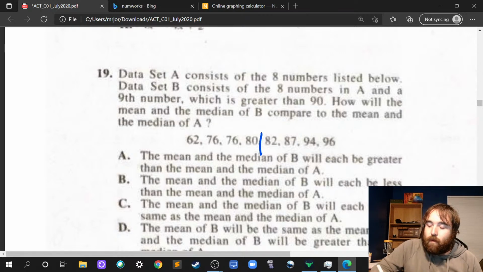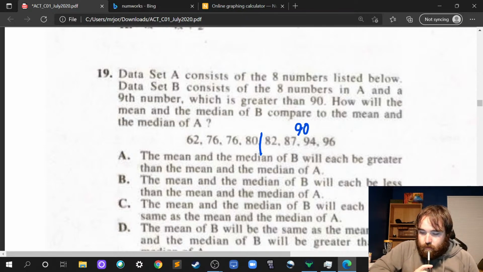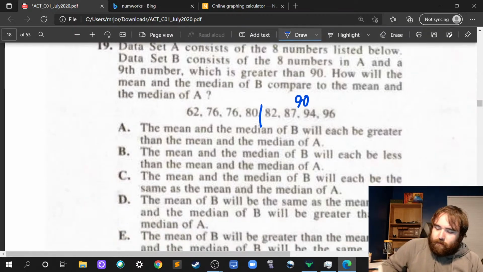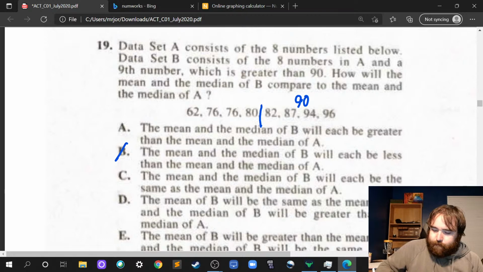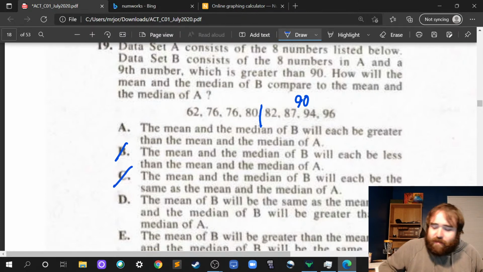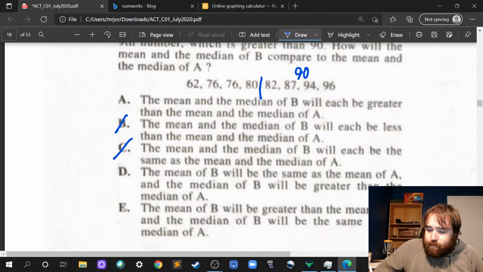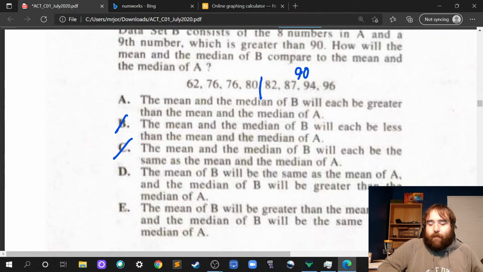I mean, the mean's going to be greater. The median... So it's definitely not less. It's definitely more. The number greater than 90. That's a weird one. That's definitely not true, because the new median is going to be 82. They're not going to be the same.